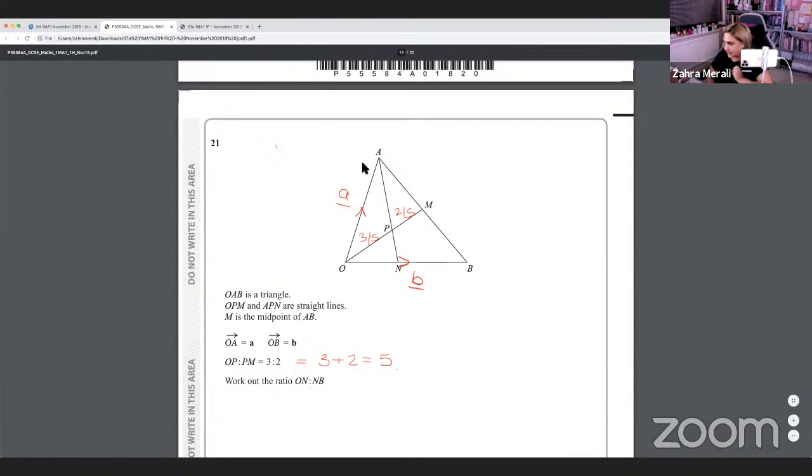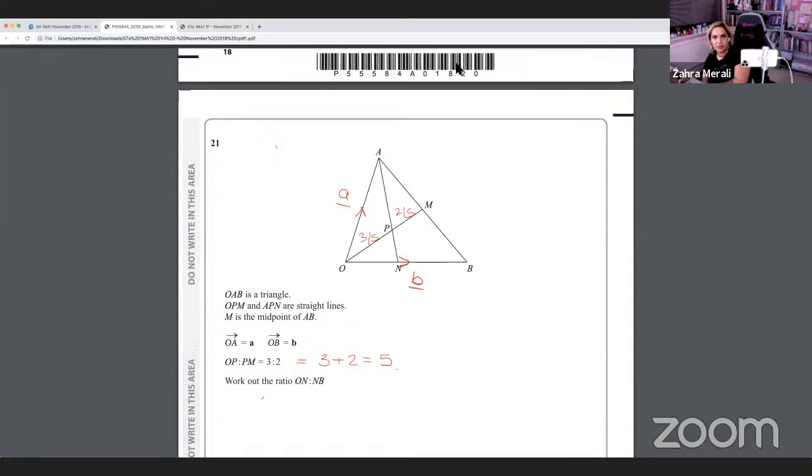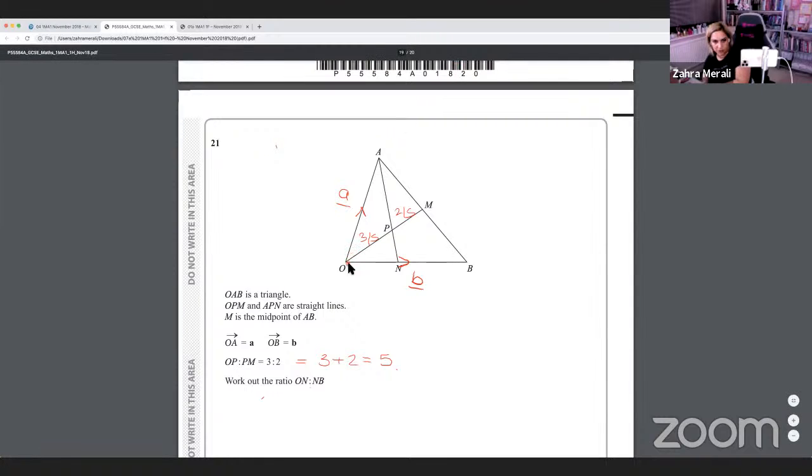Right, so let's go step by step. Let's first say, how would we get from O to N? We want to go from O to N. We don't know what the ratio is here. So let's see what we do know.